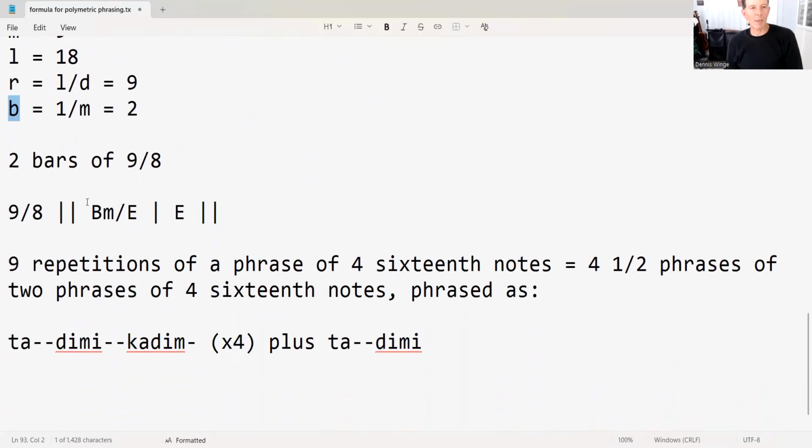So the first thing I did was write a progression of 2 bars of 9/8. And now we need 9 repetitions of a phrase of 4 16ths. And 9 repetitions is a lot for me to keep track of. So what I decided to do is 4.5 phrases of 2 phrases of 4 16th notes. I phrased it as ta de mi kadim ta de mi kadim ta de mi kadim ta de mi kadim ta de mi da. That last one I needed an extra half, so it only goes up to here, and this is what it sounds like.